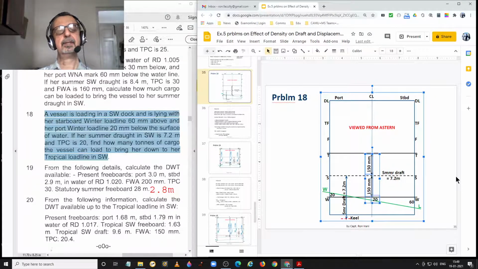TPC given is 20 metric tons per centimeter, and she is in salt water. Okay, so since the TPC is in salt water and the ship is floating in salt water, we do not need to convert anything. We can straight away use that number of 20 metric tons per centimeter to get the amount of cargo that is required to bring the tropical load lines to the water line in salt water. So let us see the solution.